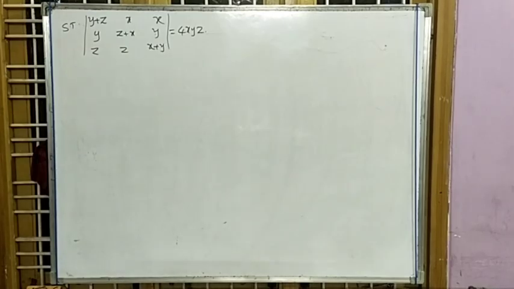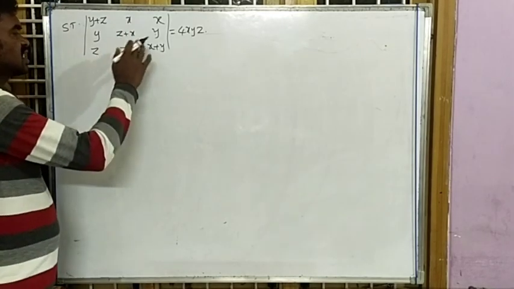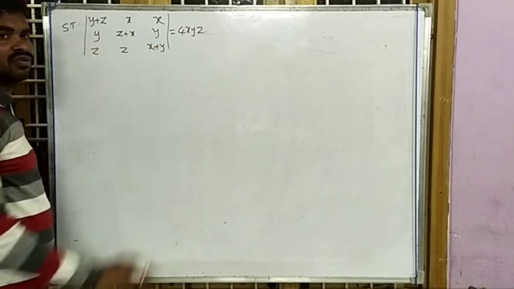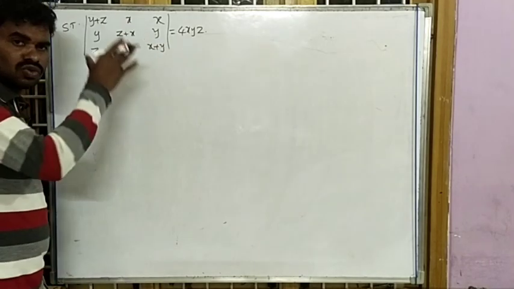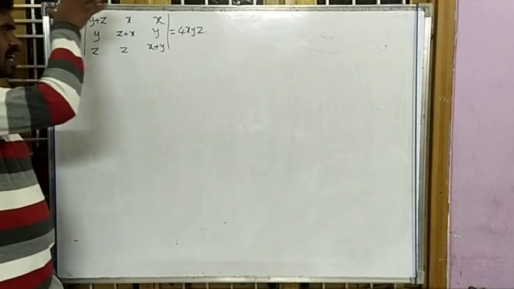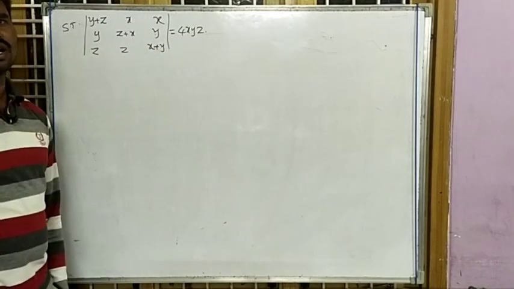The next question: show that the determinant of y plus z, x, y; z, z plus x, y; z, x, x plus y equals 4xyz. So there is no property of determinants used. Directly find the determinant, you will get the answer 4xyz.